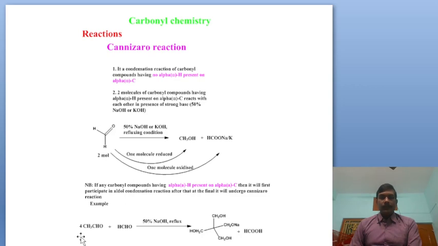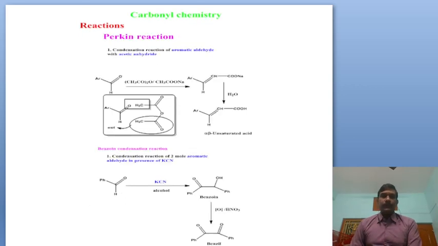Here is a reaction given with acetaldehyde, 4 moles of acetaldehyde and 1 mole of HCHO. First there will be an aldol reaction with the 4 acetaldehyde. Then at last there will be a Cannizzaro reaction with the HCHO group, formaldehyde with formaldehyde, to give pentaerythritol as the Cannizzaro product.